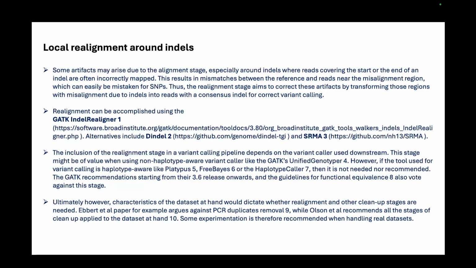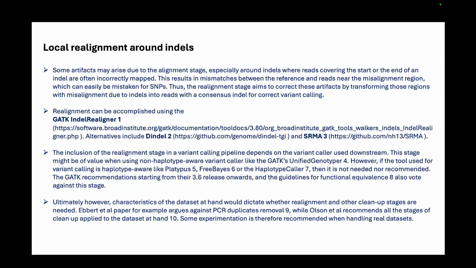What this does is transform these small regions, with misalignment due to indels, into reads with consensus indel for correct variant calling. So you basically make a tag to characterize that part of the read as an indel compared to the rest of the read, so that when the variant calling is happening, you do not consider an SNP or something else for that particular region. This step is actually very important.